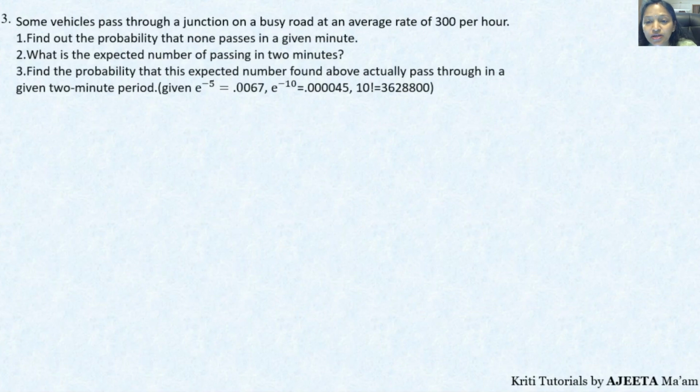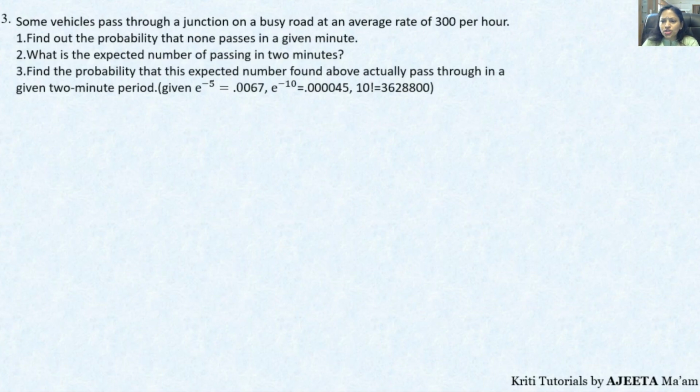Now, some vehicles pass through a junction on a busy road at an average rate of 300 people per hour. Find out the probability that none passes in a given minute. What is the expected number of passing in 2 minutes? And also find the probability that this expected number found above actually passed through in a 2-minute period.